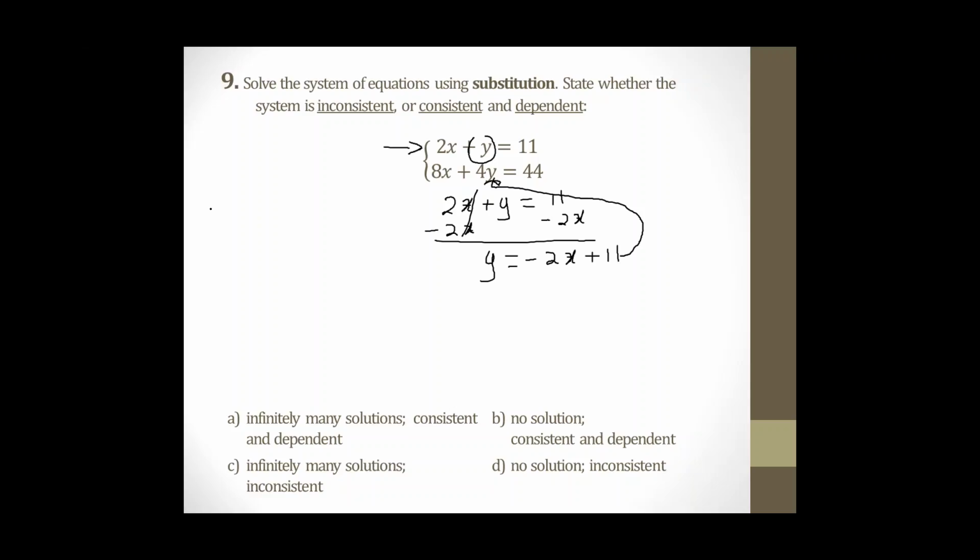So I'm going to do what I've been doing. So 8x plus, I'm going to replace y with negative 2x plus 11 equals 44. I want to get rid of parentheses, so I'm going to distribute. So I'd have 8x minus 8x plus 44 equals 44. This one's going to cancel out, so I'll have 44 equals 44.